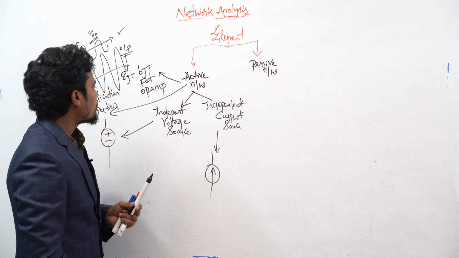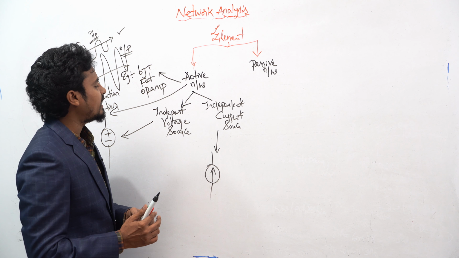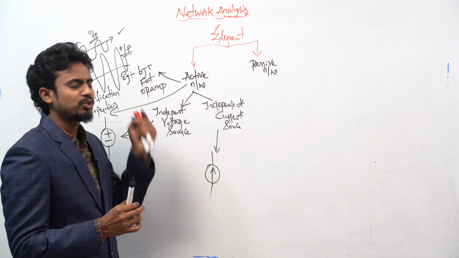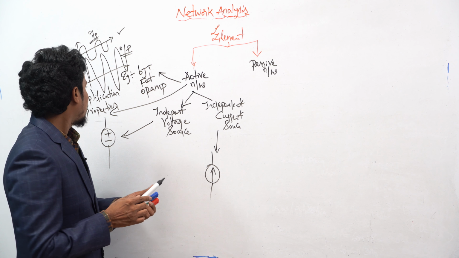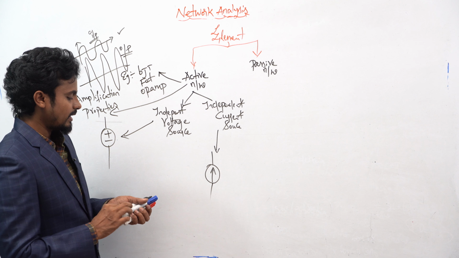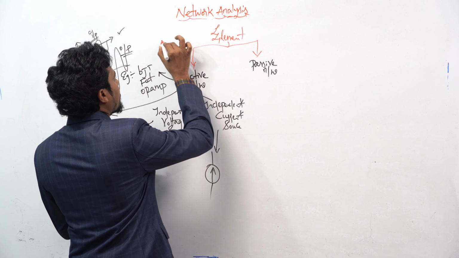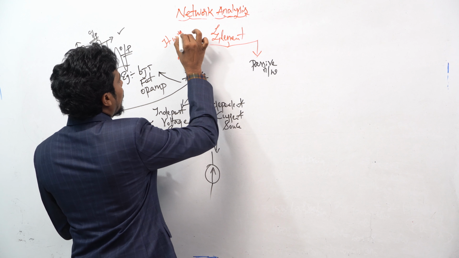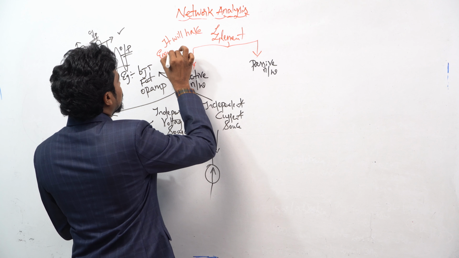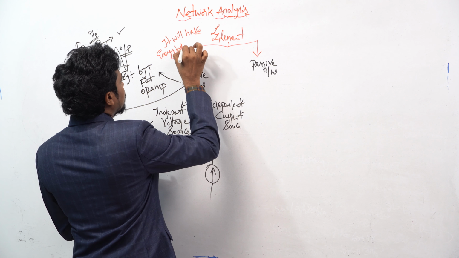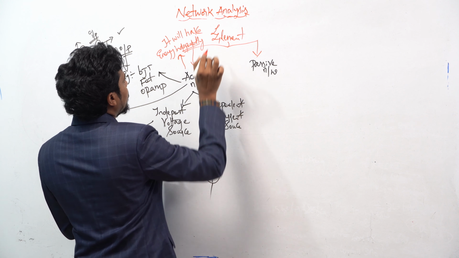And one more thing, the independent voltage sources as well as the independent current sources are the active networks that have energy independently.